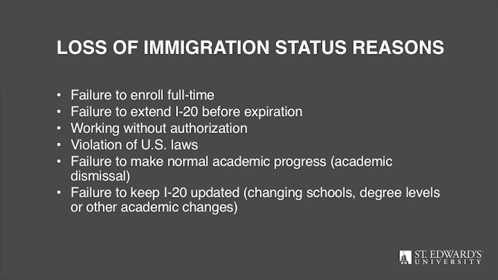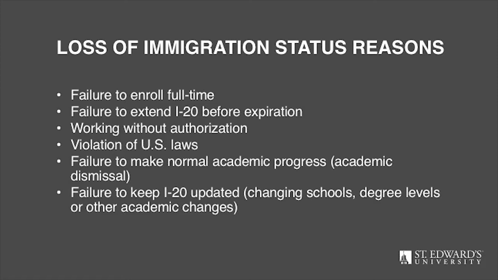The number one is failure to enroll full-time. When students don't enroll full-time, their immigration status will automatically terminate. Failure to extend the I-20 will also result in a termination of the status. For students who work without authorization, their status will be terminated and is one of the most difficult methods for regaining status. Violation of many of the U.S. state and federal laws.